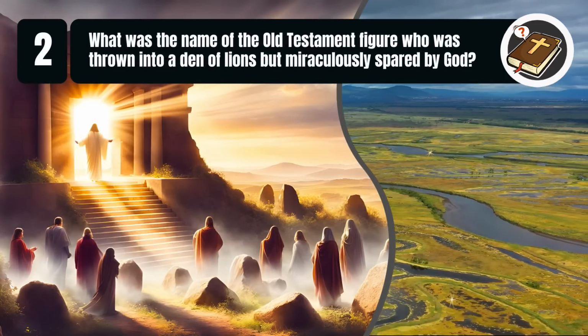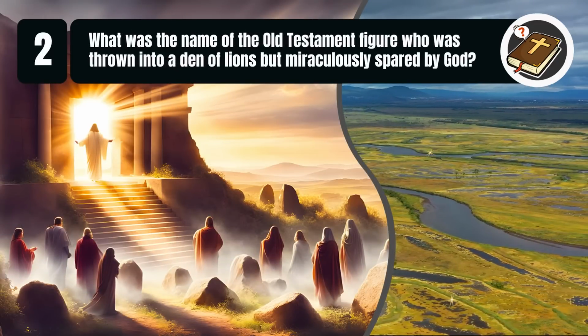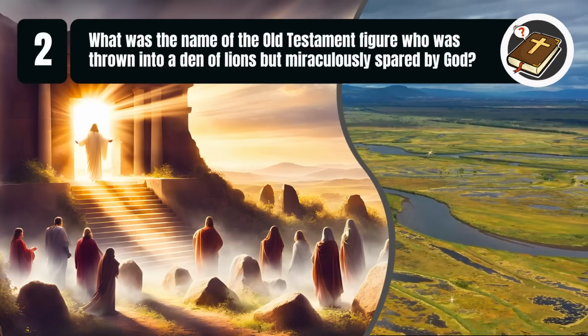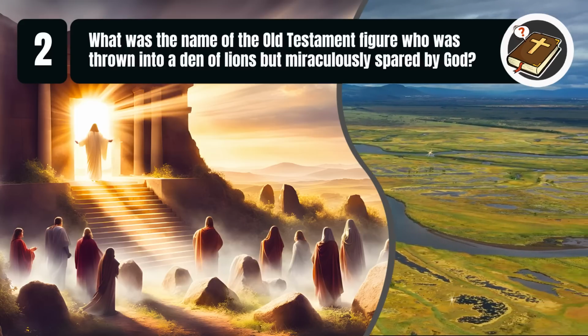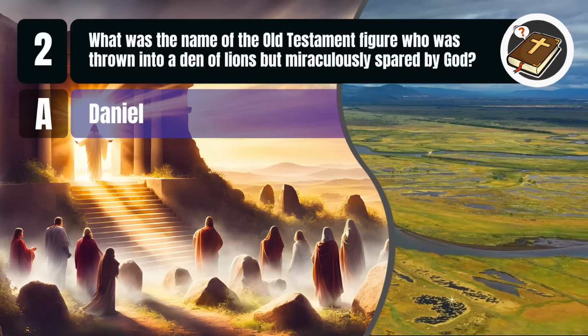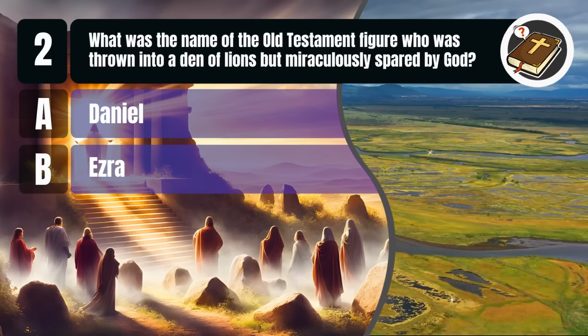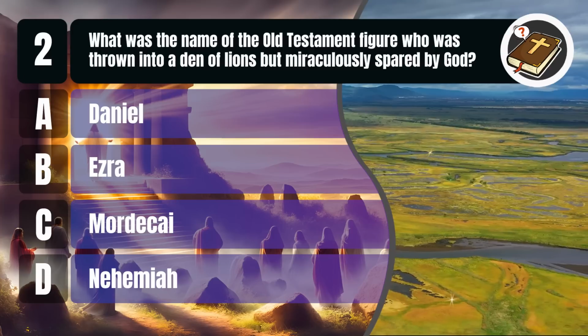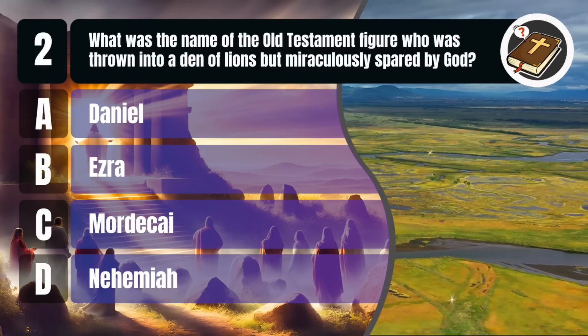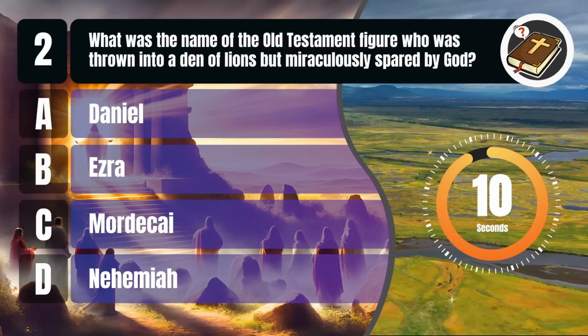Question 2. What was the name of the Old Testament figure who was thrown into a den of lions but miraculously spared by God? A. Daniel. B. Ezra. C. Mordecai. D. Nehemiah. You get 10 seconds.